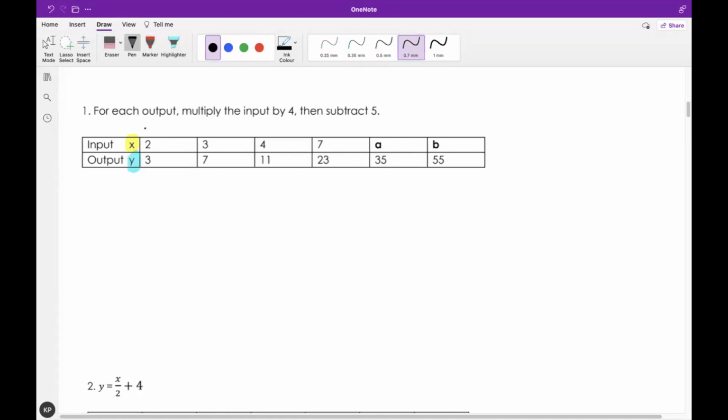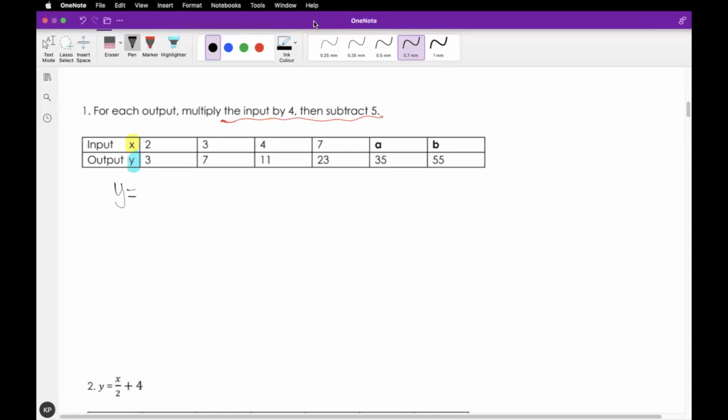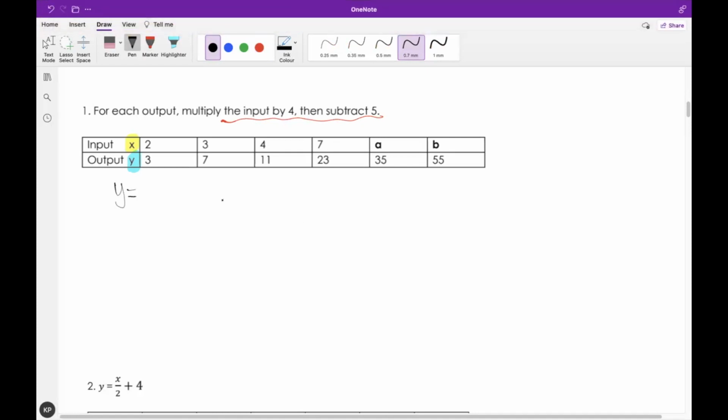So now it says for each input, multiply by 4 and then subtract 5. So if we use this to make a formula, what is it going to do? It's going to say y equals what? Follow the sentence here and give me my formula, please. Nice. 4x, it says subtract though. What does subtract mean? 4x minus 5. Okay.